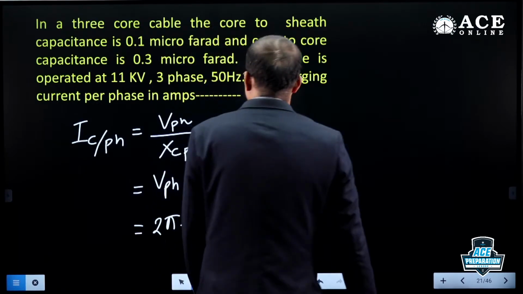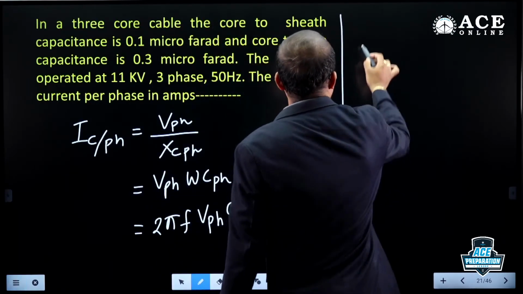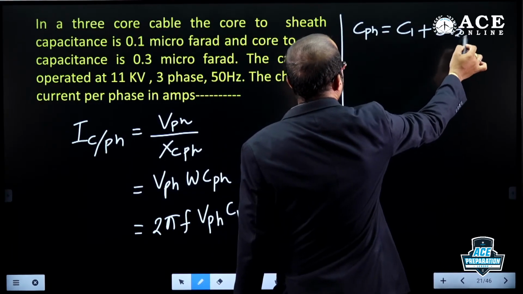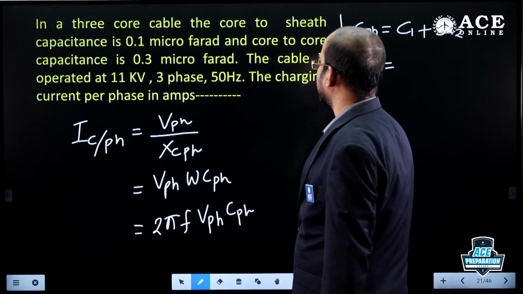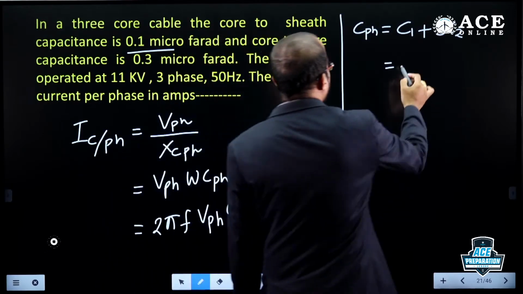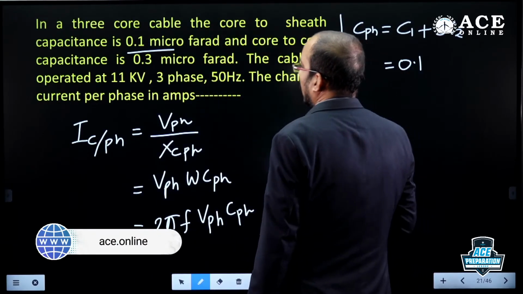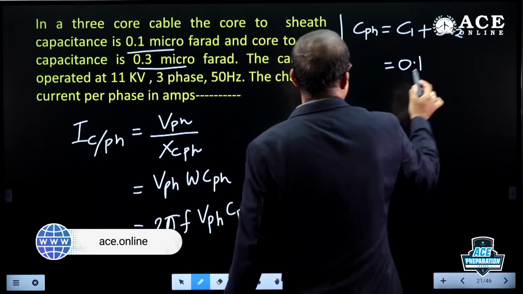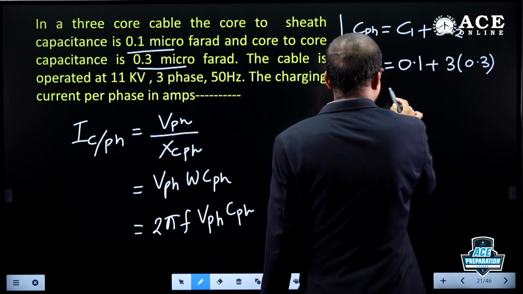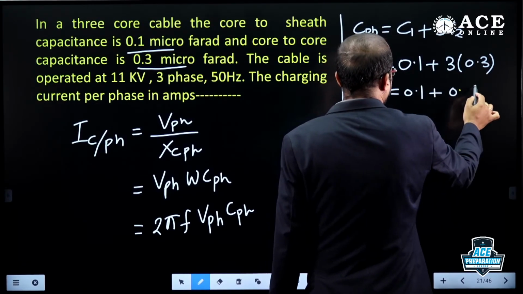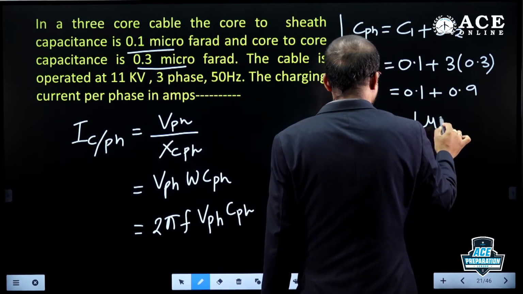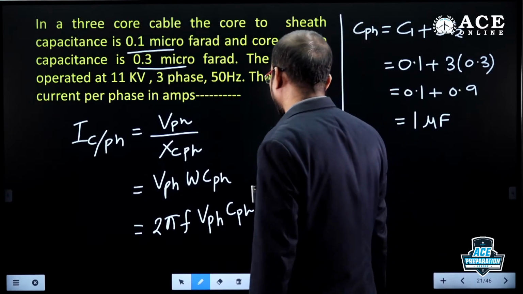Now let us substitute here. What is the capacitance per phase that you got? C1 plus 3C2. What is C1? That is core to sheet capacitance, that is 0.1 microfarad, and the core to core capacitance is 0.3 microfarad, plus 3 into 0.3. So 0.1 plus 0.9, this will be how much? 1 microfarad. 1 microfarad is the capacitance per phase.